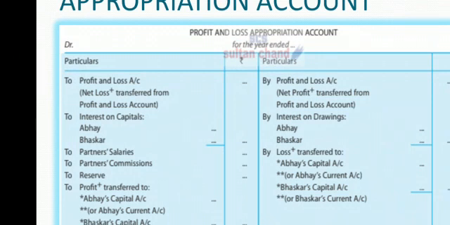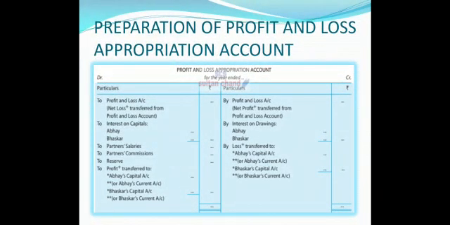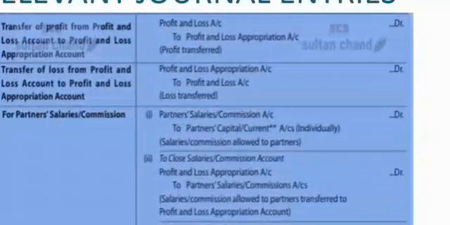And then, a very important thing, interest on drawings, because interest on drawings a firm receives from the partner, so it becomes a sort of income for the firm, right? Then if there is finally a loss to be distributed, that will appear on the credit side of profit and loss appropriation account. Now, continuing the discussion further, we will find out the journal entries which have made preparation of profit and loss appropriation account possible. Relevant journal entries for profit and loss appropriation account.